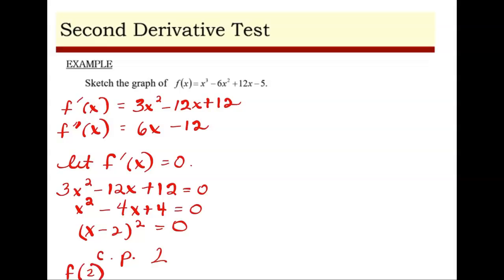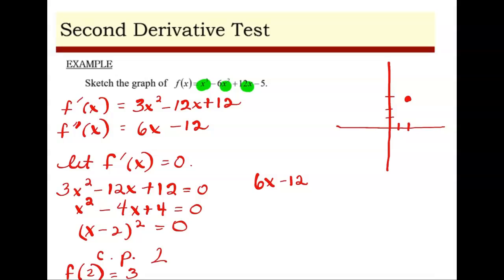So we know we have a critical point at 2, and we want to find what the value of f is at 2, so we'll know what point to plot on our graph. So let's find f of 2. Plugging 2 into our function, everywhere we see an x, we're simply going to replace that with 2. We find that f of 2 equals 3. So we can go ahead and get started on our graph by plotting 2, 3.